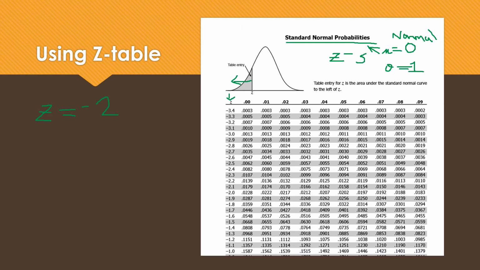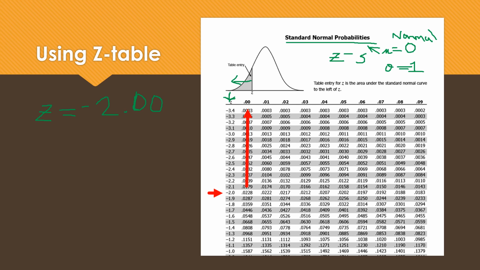But we're looking for -2 here, so we're going to go to this first column here, and we're going to find -2. Great. And then you always want to round your z-scores to the second decimal place. So because there's nothing really there, we're going to go 0.00. And so that means we're going to go to this second column here.